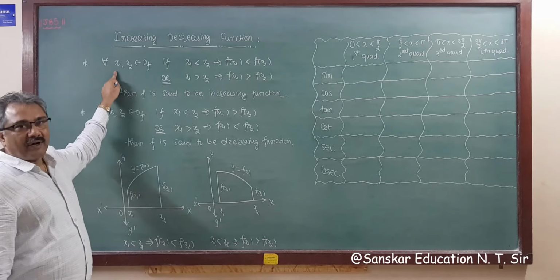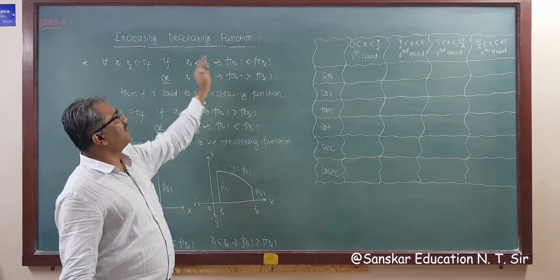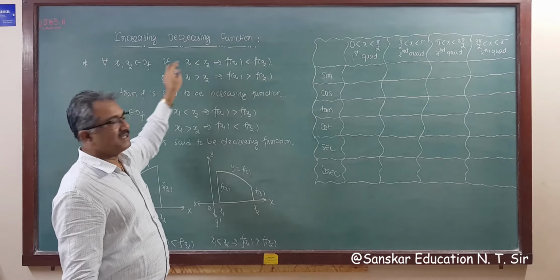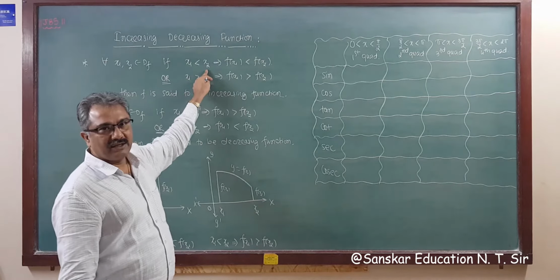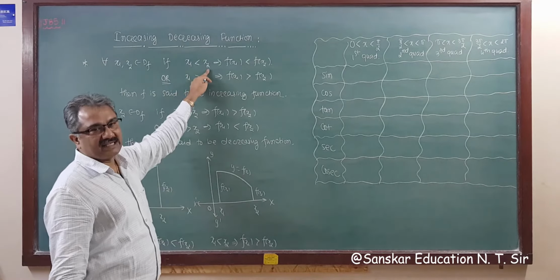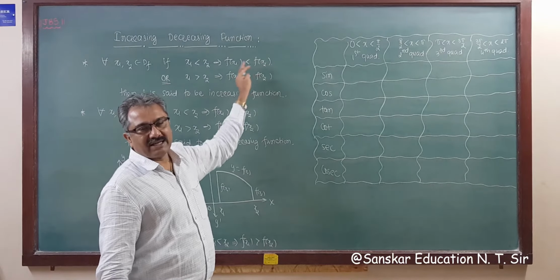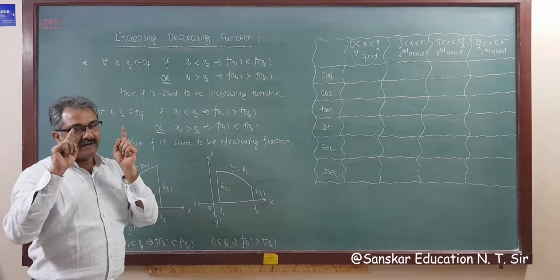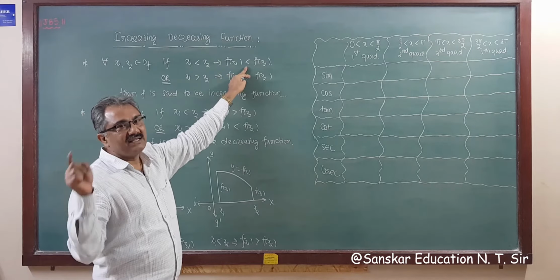So if x1 and x2 belong to the domain of f, then if x1 is less than x2 implies f of x1 is less than f of x2. If two values are taken from the domain, x1 is less than x2, right? So the value taken from the domain, x1, is less than x2, x1 is smaller than x2, then its image, f of x1, is also less than f of x2, right? Means the inequality remains the same. Then the function is an increasing function.